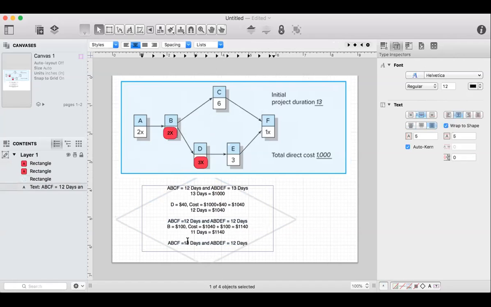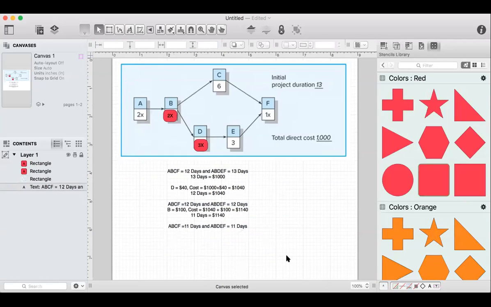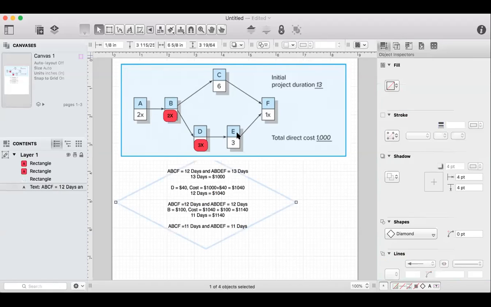Now I continue with the same thing. ABCF is now 11 days. ABDEF is 11 days. All right, now what can I crash? Is the initial project duration the longest time? There's always the longest duration, that's the project duration. Now we crash C and E together, I guess. Now you crash C and E together, correct? Because that's the only two left to actually crash.